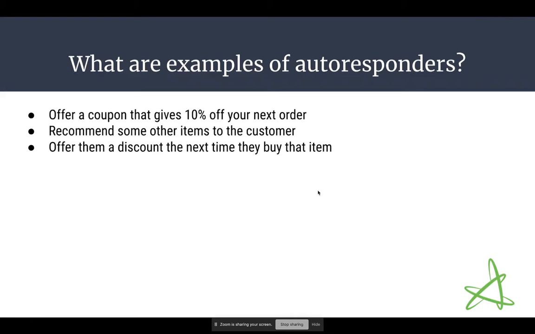Some examples of how I've seen people use autoresponders in the past is offering a coupon that gives you 10% off the next time you order, recommending some other items to a customer, and then offering them maybe a coupon that gives them a discount on that specific product, that kind of thing. So there's plenty of things you could do. There are also other things that I didn't mention on this list, like referring other customers to us, or giving someone a discount based on a category, or just thanking them in general for the order, come back and buy again, or anything. So I've seen plenty of different uses of it.